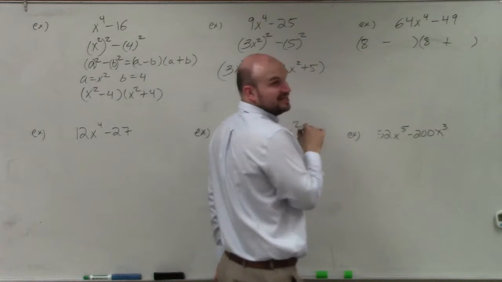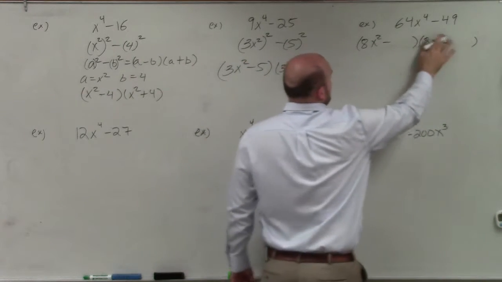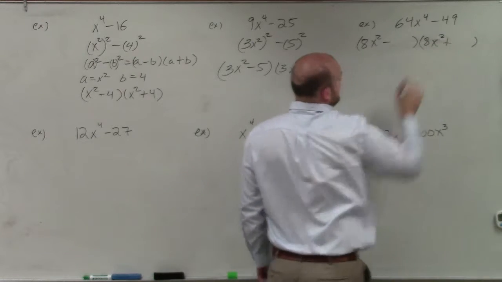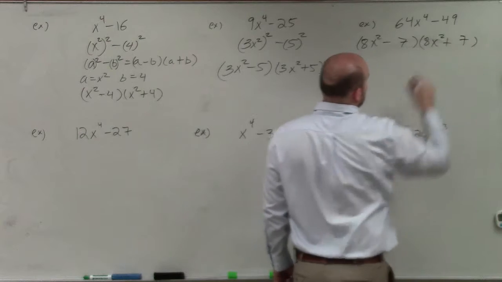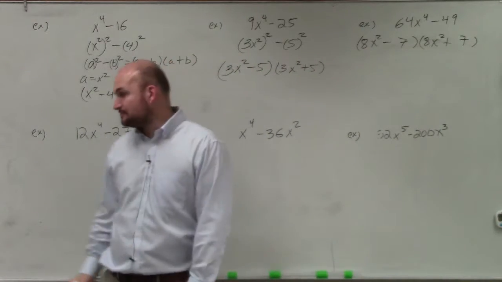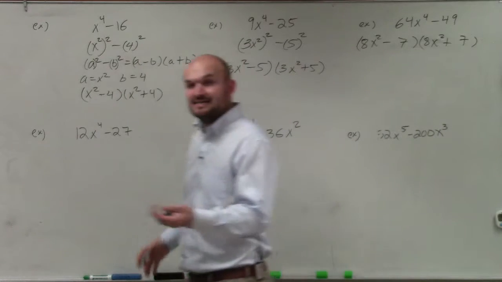What two numbers multiply to give me x to the fourth? They're exactly the same. That's x squared and x squared. And then what two numbers that are exactly the same multiply to give me 49? Well, that's going to be 7 and 7. So just another way to look at it, because the next couple examples aren't as easy as the top equations.